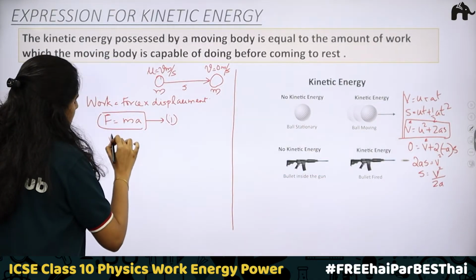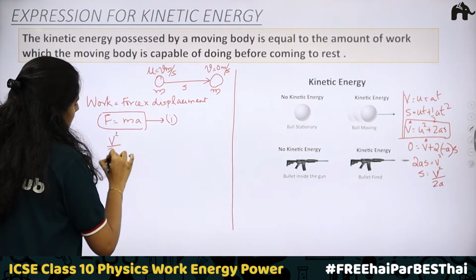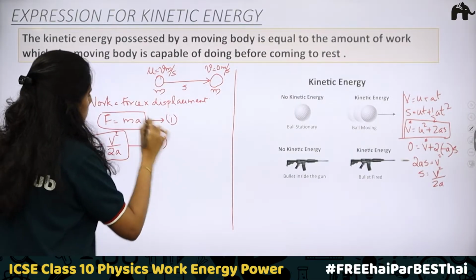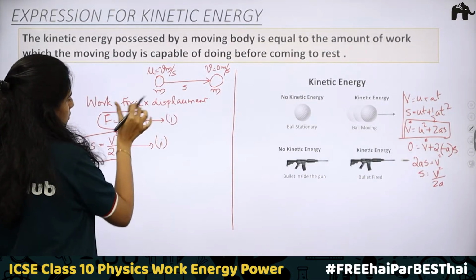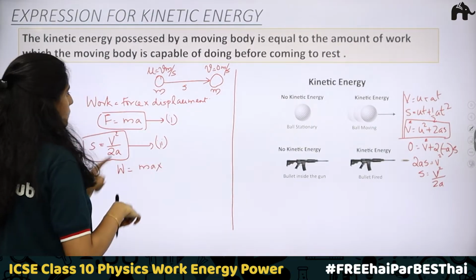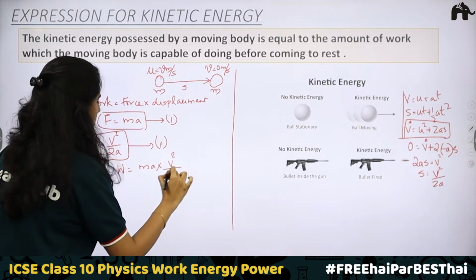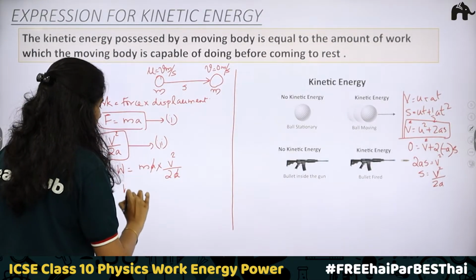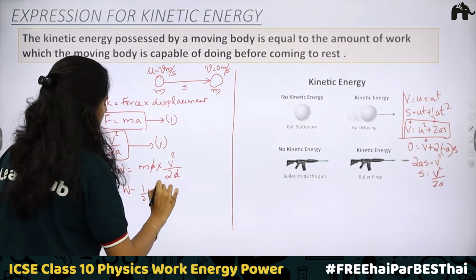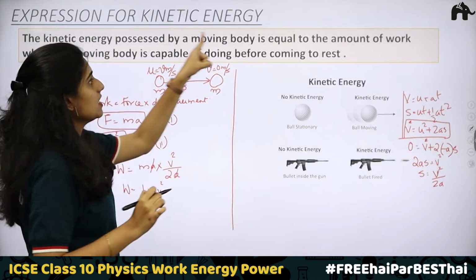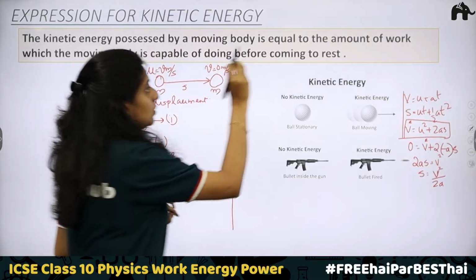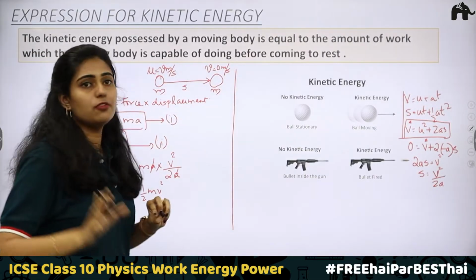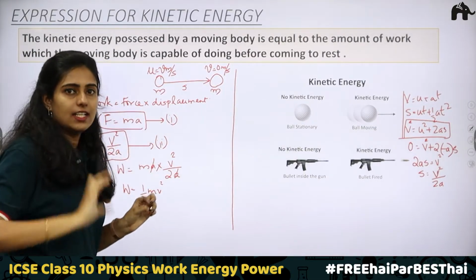V square divided by 2A is equal to S, your second equation. Now, substituting for work, we get work is equal to force ma into displacement, which is V square divided by 2A. A and A can be cancelled. Then we have work is equal to half mv square. So, the kinetic energy possessed by a moving body is equal to the amount of work which the moving body is capable of doing before coming to rest. This work is the kinetic energy.